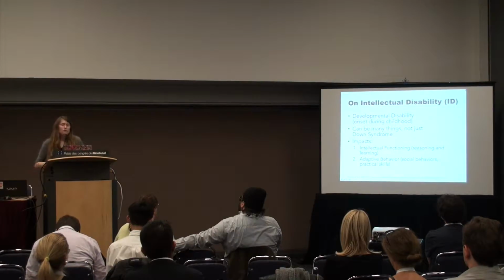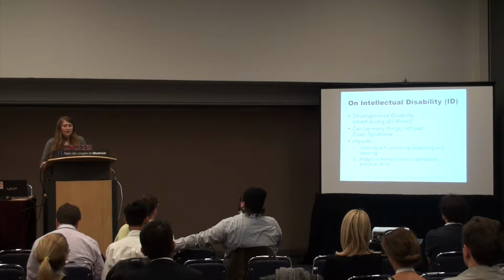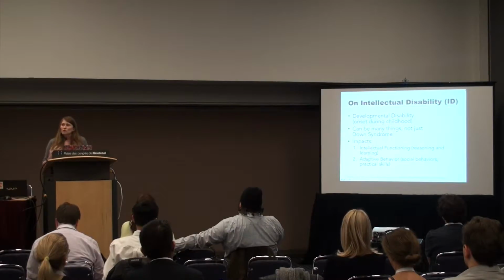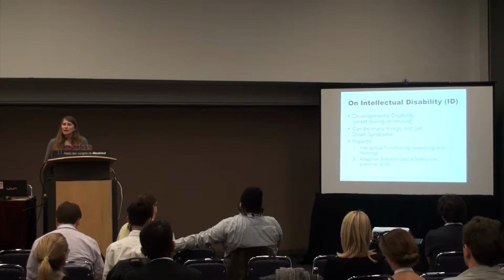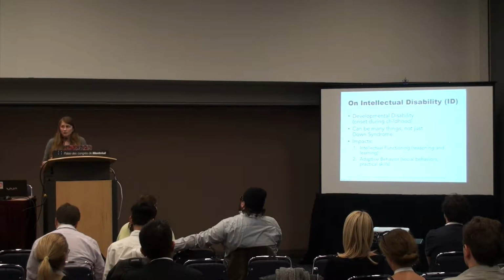Okay, so intellectual functioning is essentially reasoning and learning skills, things like scheduling, planning, strategizing. And then adaptive behavior has to do with social and practical skills, understanding etiquette, understanding exchanges in everyday life, things of that nature. So are we all square on intellectual disability? I got a couple nods, I'll take that.